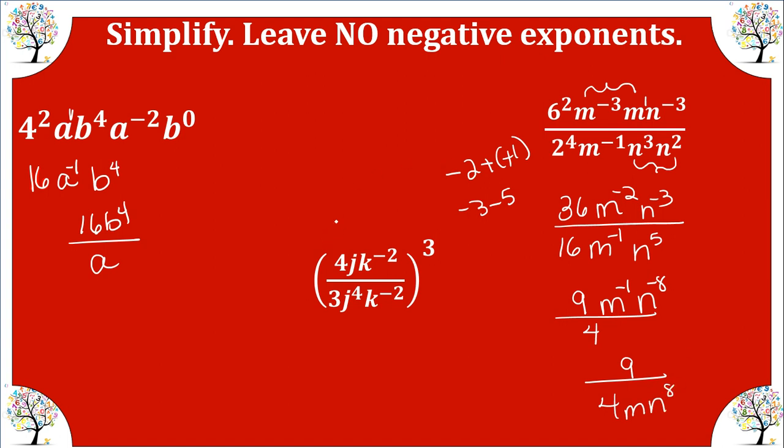Okay, now we're going to talk about powers to a power here. Again, we have several j's, several k's. We're going to remember that the 4 and the 3 both have an exponent of 1, and so does this j. So before we apply this outside 3 and multiply it, let's go ahead and combine the j's and the k's. So I'm going to have 4 to the first and 3 to the first, and then we have a j and a k.